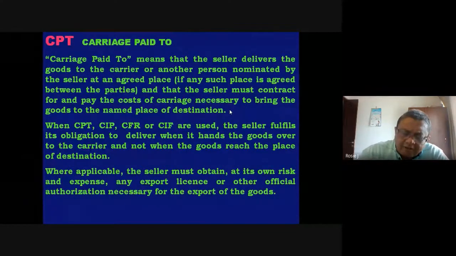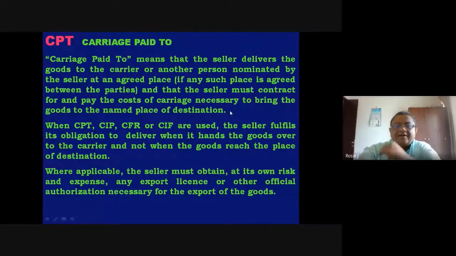The exporter has to pay the carriage, the freight, whatever costs from that point, Kadugan, right up to Riyadh, whatever the carrier, the lorry or vehicle or ship or trucks from Jeddah or whatever, all that carriage cost is for the exporter, right? You see that the seller must contract and pay the cost of carriage necessary to bring the goods to the named place of destination, right? Which is, assume, Riyadh, for example.